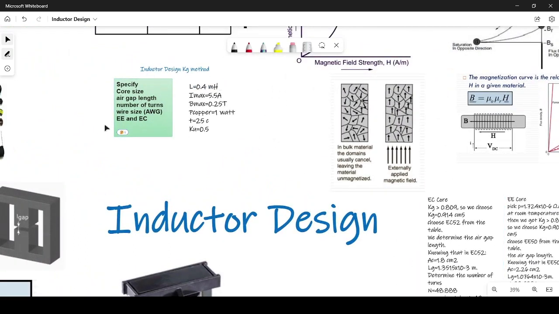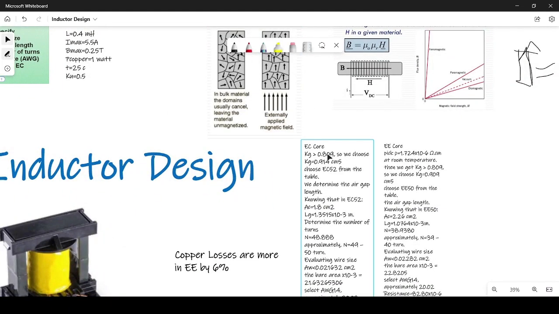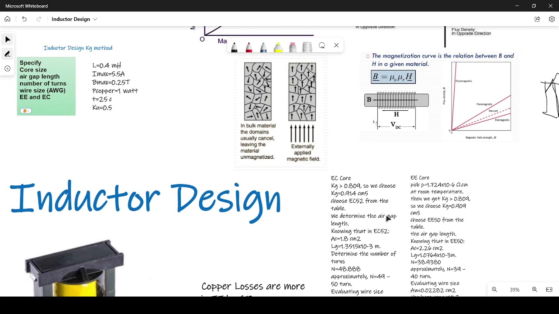It's called the EE core. We are required to calculate for EE and EC. We will repeat the same process once again for EC. Here we have Kg is also 0.809 because there is no difference. It is not related to the core. It is independent of these names. It is only dependent on these parameters.